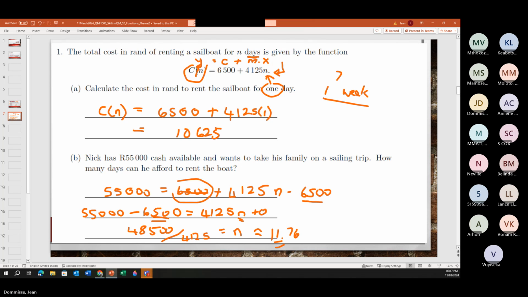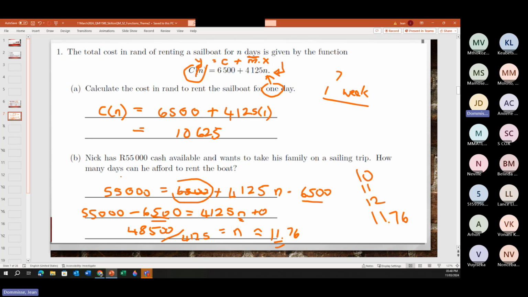Yeah, so it might be in the exam, and also be very careful for that. Because it's less than 12 days, he can't afford the 12 days. So in the exam they might be nasty and give you an 11, a 12. They might even give you 11.67 and a 10 as options to pick.